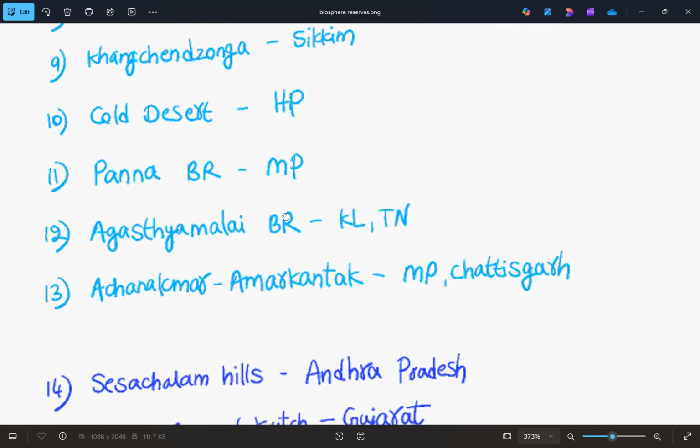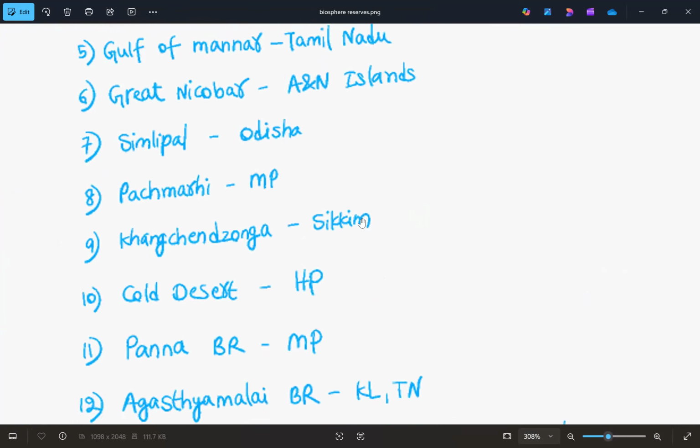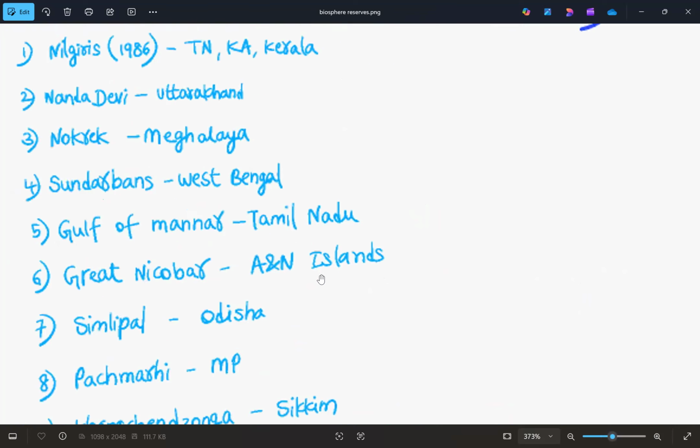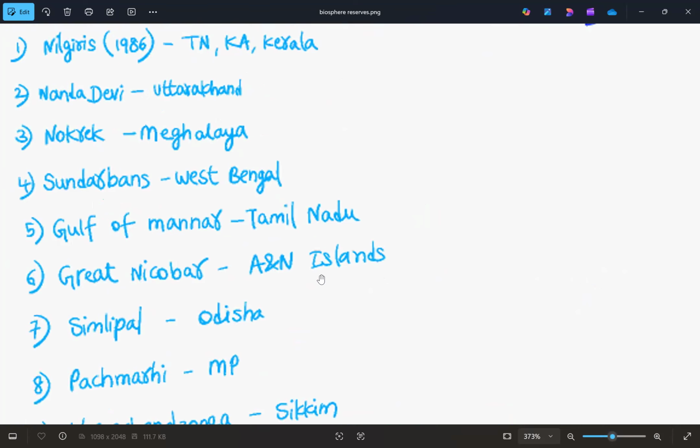So these are the 13 biosphere reserves. Now let's go through them once again. First one, Nilgiris, Tamil Nadu, Kerala and Karnataka. Nanda Devi, Uttarakhand. Nokrek, Meghalaya. Sundarbans, West Bengal. Gulf of Mannar, Tamil Nadu. Great Nicobar, Andaman and Nicobar Islands.